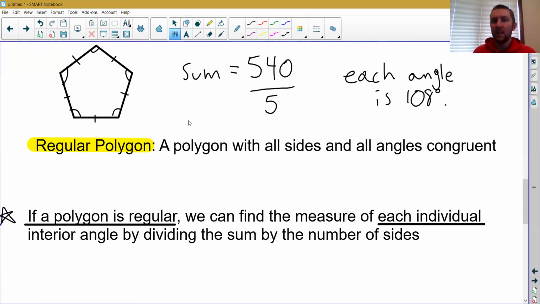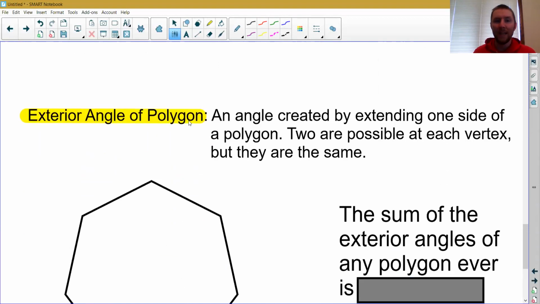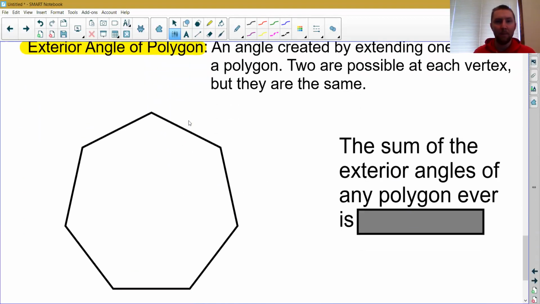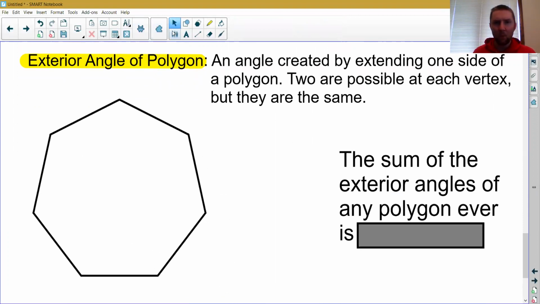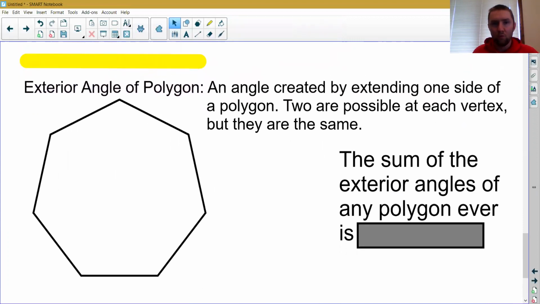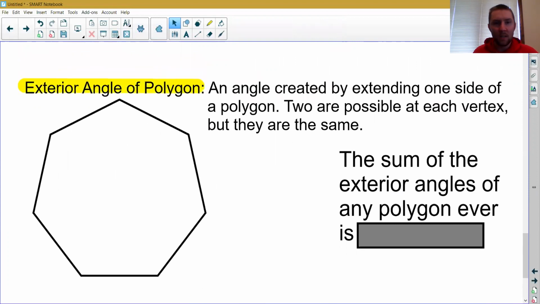Except that we are going to use them to also talk about something called an exterior angle of a polygon. Exterior angles of polygons are slightly more complicated than interior ones just in how they're made, but they are no more complicated in terms of the mathematics. So here's the deal. An exterior angle of a polygon is an angle that is created by extending one side of a polygon. We extend one side in one direction.